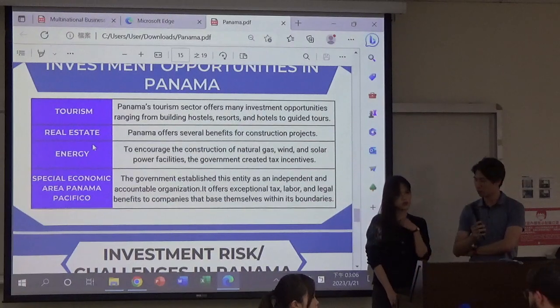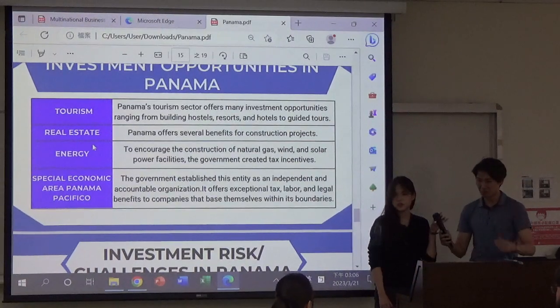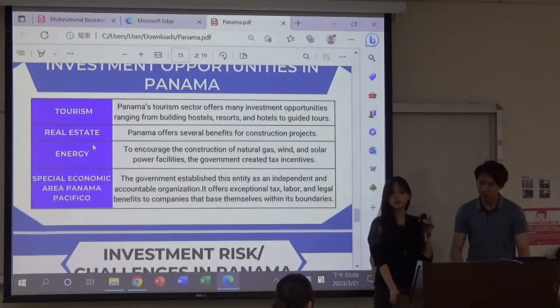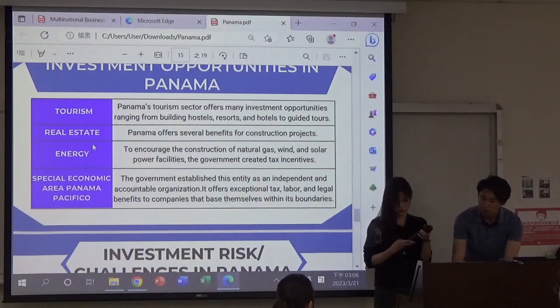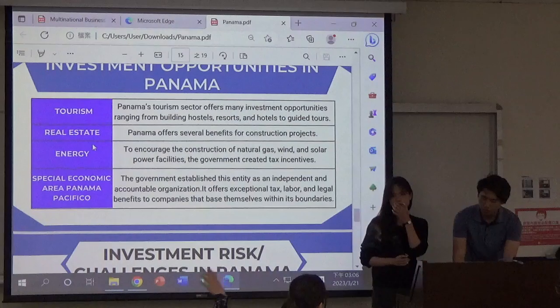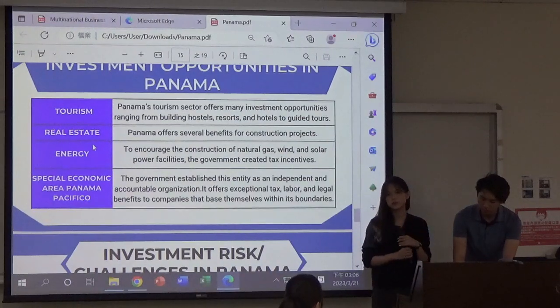Not too sure. I think that's a very good question. Panama is one of the most important free trade zones in that region, or maybe in relation with the Asia Pacific region. Maybe we can take advantage of that.